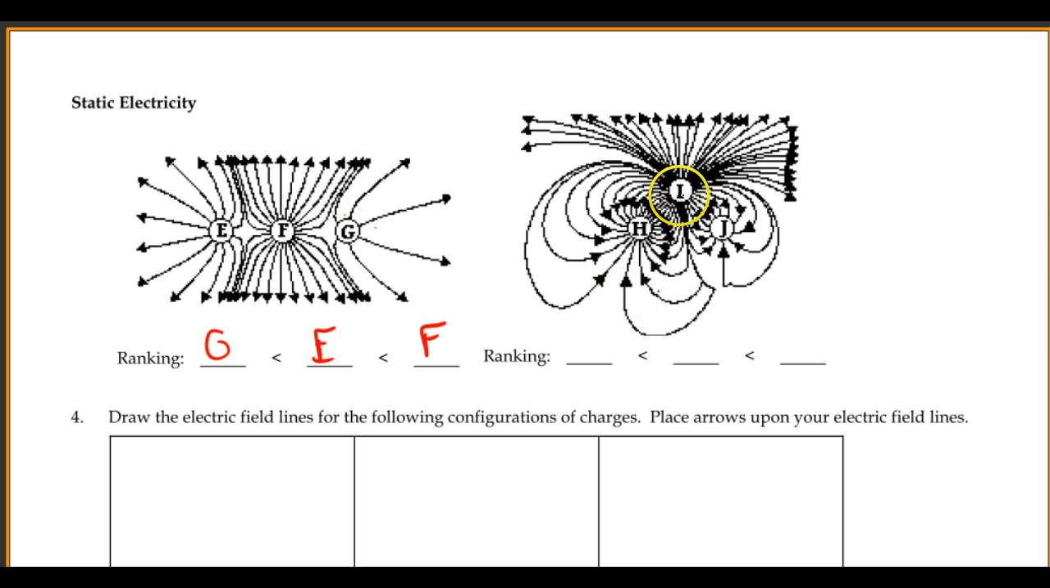Now, these are really jam-packed in here, but it looks like J has the fewest. H would be next, and then I, they're really jammed together in there. I would think that would be the most. So it looks like I, H, J in terms of strength.